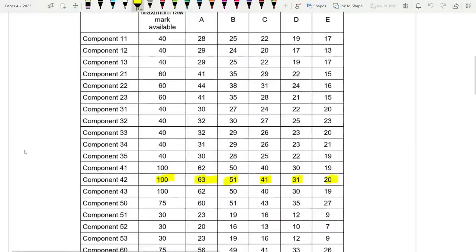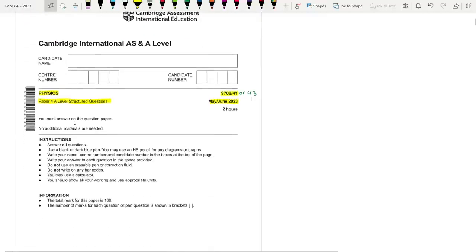So for paper 4.1, A was at 62, B was at 50, C was at 40, D was at 30, and E was at 19. More or less the same difficulty as the other paper. The threshold hasn't changed much. So let's write that down.